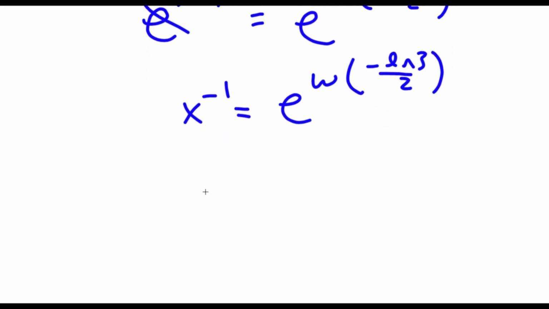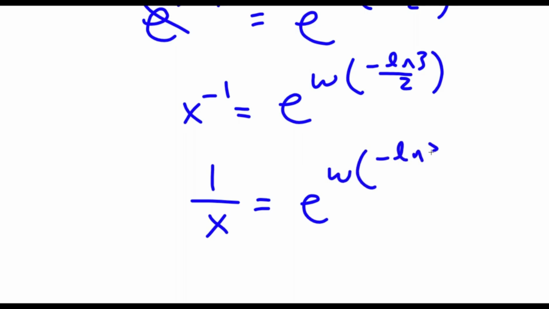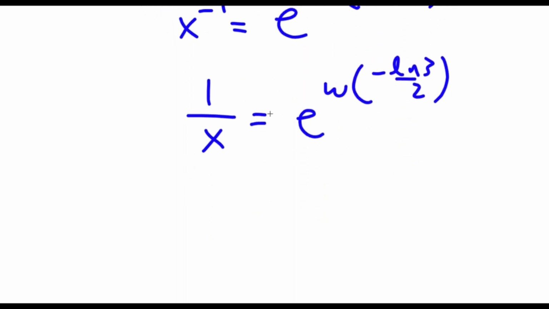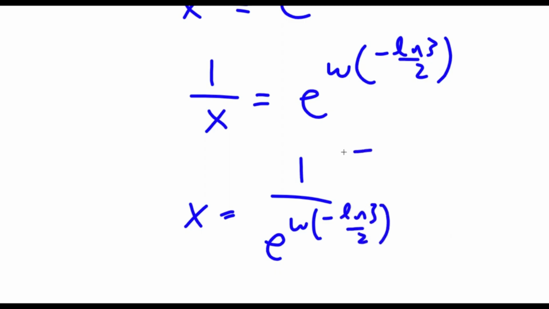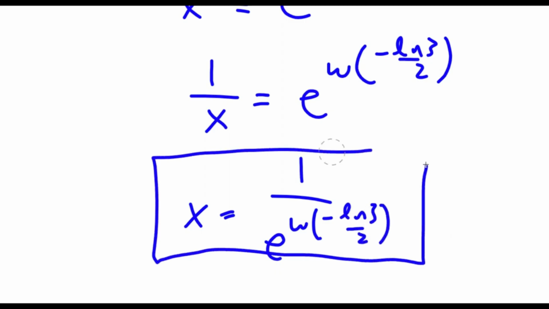Now x to the power of negative 1, this is the same thing as 1 over x. So I have 1 over x is equal to e to the power of w of negative ln 3 over 2. And now these two can simply switch. So now I have x is equal to 1 over e to the power of w of negative ln 3 over 2. So this is our answer.